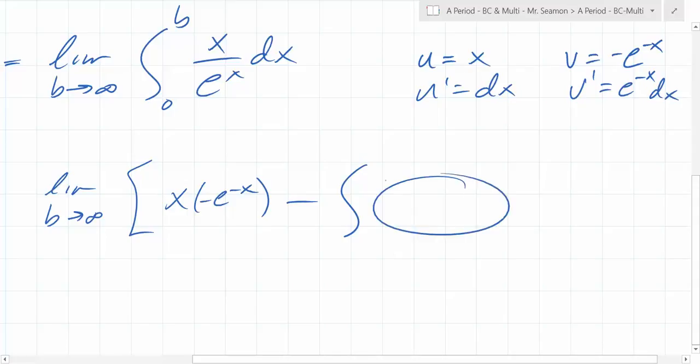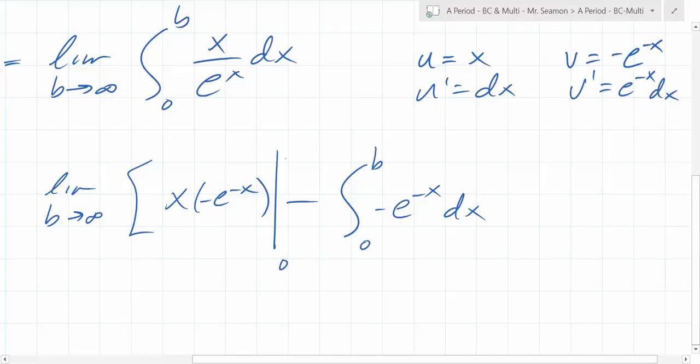So what goes right here? v. So negative e to the negative x, like this, dx. Is that correct? Yeah. And we're going from what? 0 to what? b. And this gets evaluated from what to what? 0 to b as well.